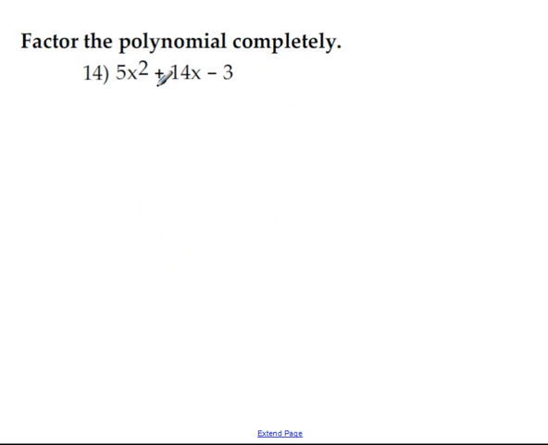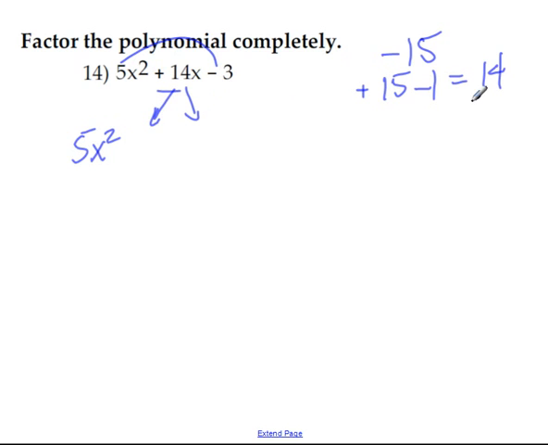Factor this out completely. My first thought, do these guys have anything in common? No. So, second thought, how do we factor this? I'm going to go back to some AC method and think about 5 times negative 3 gives me negative 15. What is going to add up to the 14 in the middle? Well, that's going to be a 15 and a 1. My 1's going to be the negative, the 15 the positive, because my 14 is positive. So this is our situation where our thing is going to split. We get our 5x squared plus our 15x minus 1x minus 3.